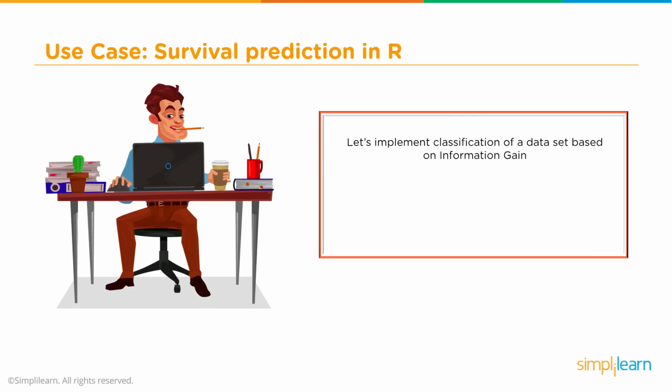So the use case is going to be survival prediction in R. And let's implement a classification of a data set based on information gain. This is going to use the ID3 algorithm. Don't let that scare you. That's the most common algorithm they use to calculate the decision tree. There's a couple different ways they can calculate the entropy, but the formula is all the same behind it. So ID3 is most common in R.